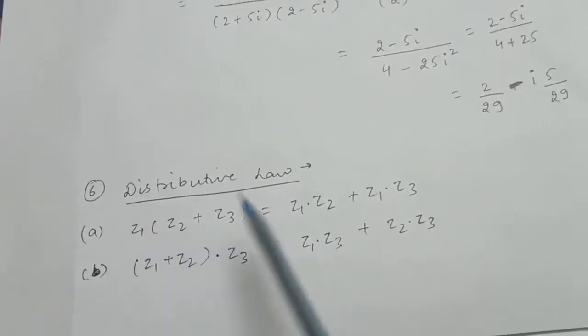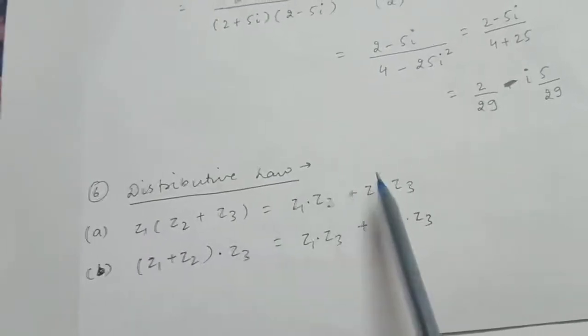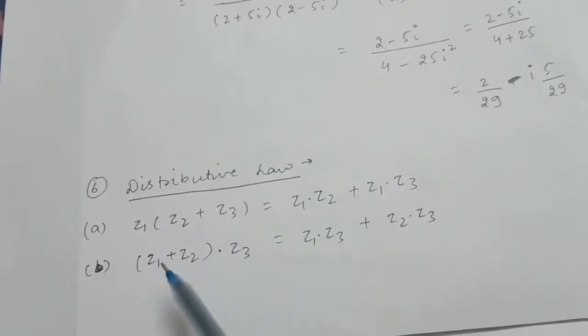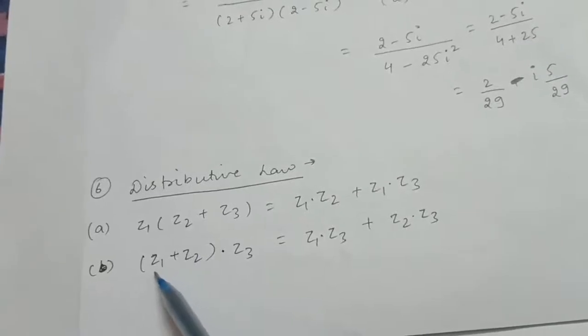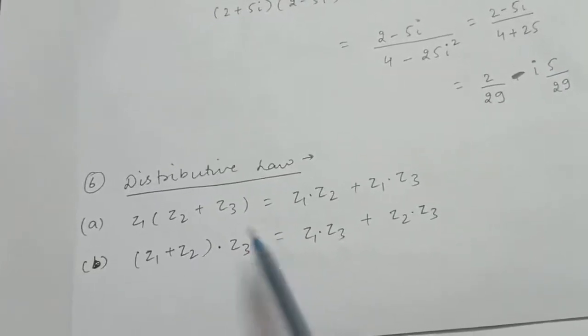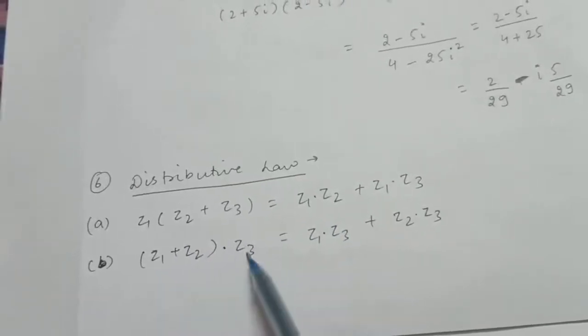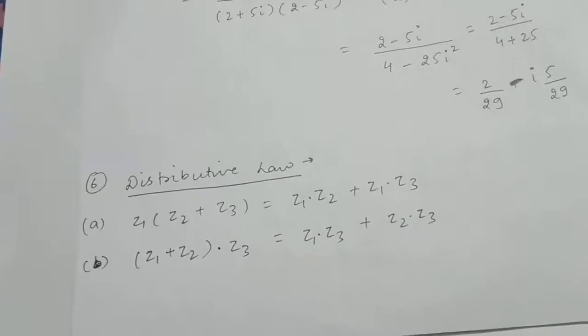Now there is another distributive law which says that z1 into bracket z2 plus z3 is equal to z1 into z2 plus z1 into z3, right? Another one is if in the bracket it is z1 plus z2 into z3. So it is equal to z1 into z3 plus z2 into z3, right?